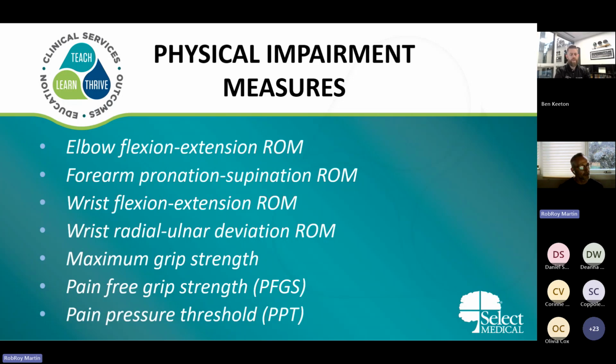And one thing that you might notice that is not on here is resisted wrist extension. That was something that I brought up to the author group, where I was really more of a consultant in preparing this information. I found it odd that resisted wrist extension isn't something that was recommended as a physical impairment measure. And it's felt that when you look at grip strength, both maximal grip strength and pain-free grip strength, that is a more accurate way to really look at the extensor mechanism and how it's functioning.